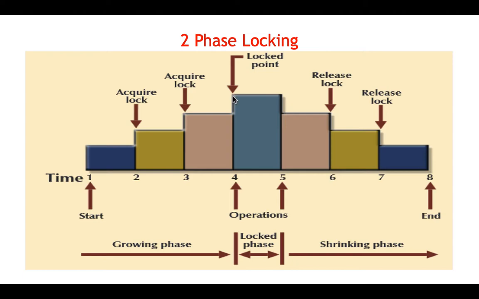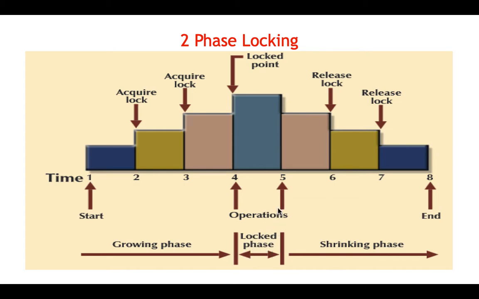This lock point is reached once all the objects required to complete the transaction have been acquired using locks. After we have reached the lock point, the operations are done. All the read and write operations are done. That is what you see between these two arrows. When the operations are being done, the transaction is in the locked phase. So we have a growing phase, then a locked phase where all the operations are being done.